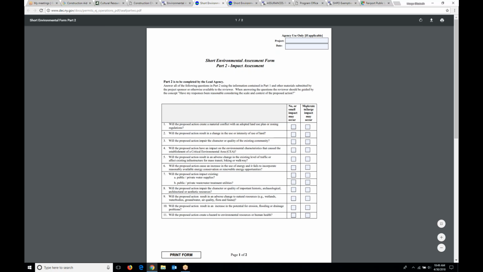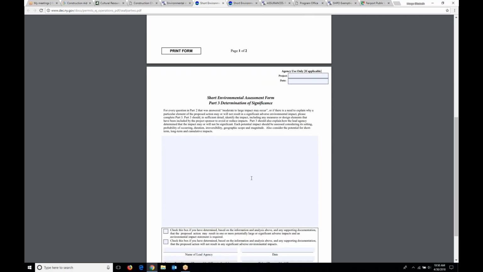If you do have an area where moderate to large impact may occur, you're constructing a new place, like you're doing the excavation, and it will change the use or intensity of the land, like you're taking previously existing farmland and turning it into a library, then yes, it will have a large impact on that land. You'll have to come down here in section 3 and describe that yes, it will have a large impact, but it'll be totally fine.